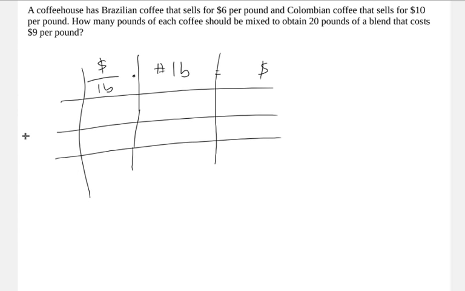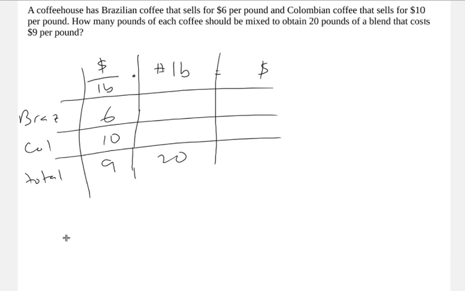So we have Colombian, or actually I guess Brazilian first, and Colombian. Let's see. Brazilian coffee sells for $6 per pound, so that goes right here. Colombian coffee sells for $10 per pound. You can say I'm writing this in the price per pound column. How many pounds of each should be mixed to obtain 20 pounds? So that's a total weight. So it's over here, 20 pounds. A blend that costs $9 per pound.